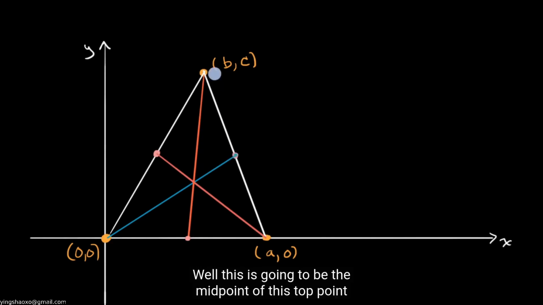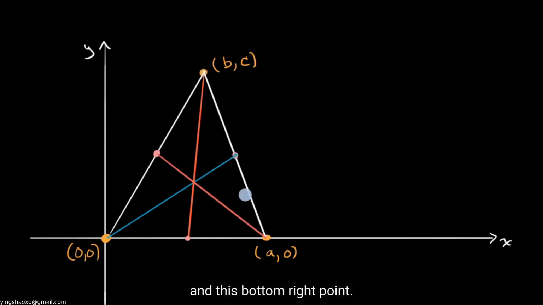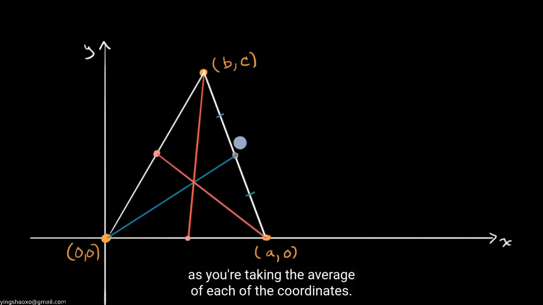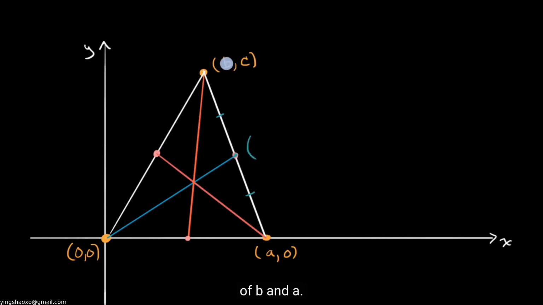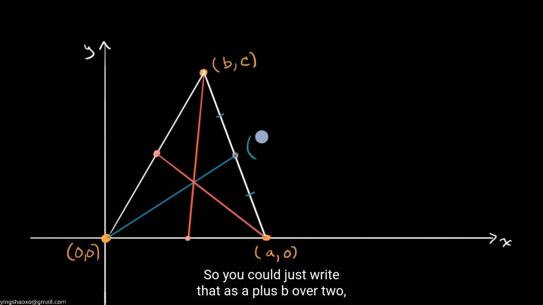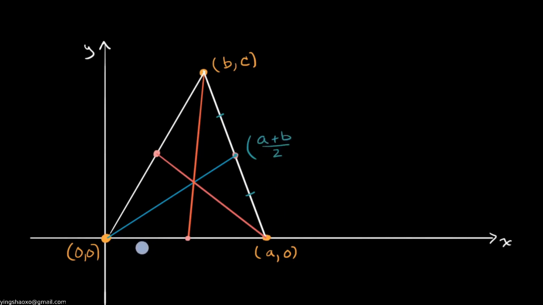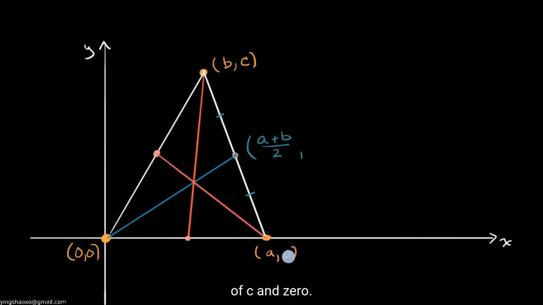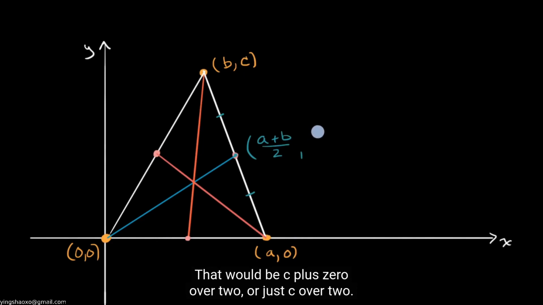Well, this is going to be the midpoint of this top point and this bottom right point. So this length is equal to that length. And for the midpoint, you can really just think about it as taking the average of each of the coordinates. So the x-coordinate here is going to be the average of b and a. You could just write that as a plus b over 2. And then the y-coordinate is going to be the average of c and 0. That would be c plus 0 over 2, or just c over 2. And we could do that for each of these points.